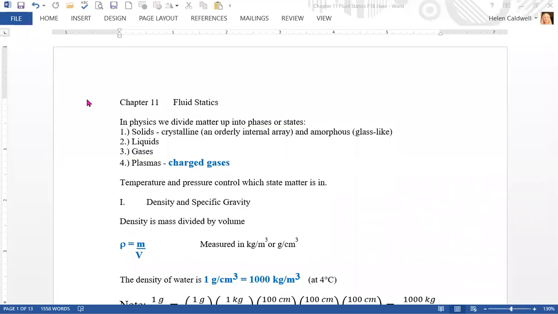This video concerns chapter 11, which is on fluids at rest. Remember, when we say static, we mean at rest. So in physics, we normally think of matter as existing in one of four phases or states.